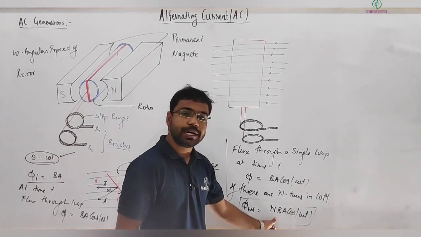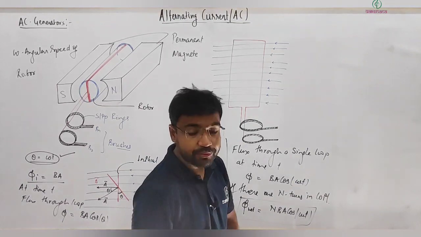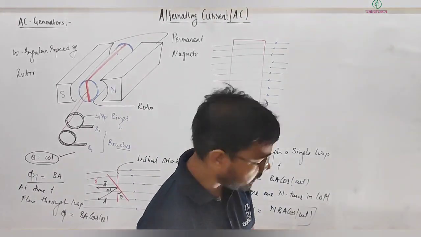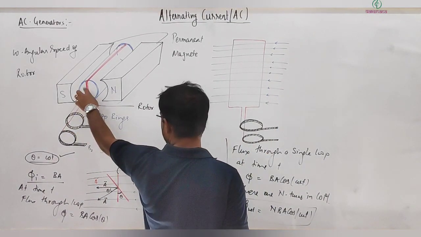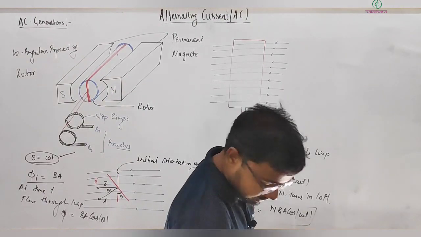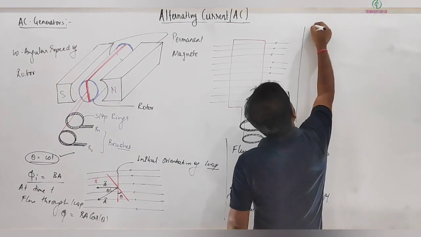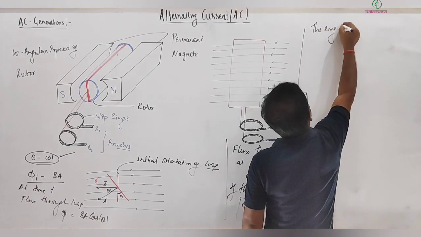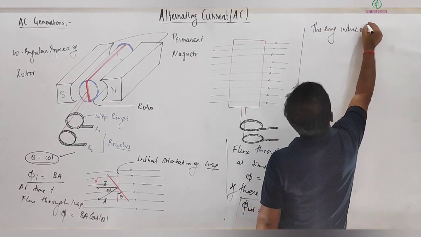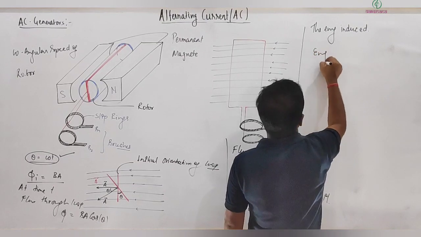Flux as a function of time we can express this way. And from Faraday's law, what we know is the EMF induced in this coil. So the EMF induced I can write actually, this EMF is equal to what?